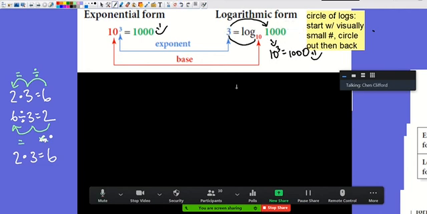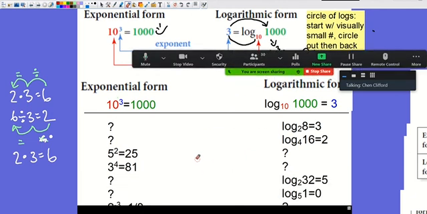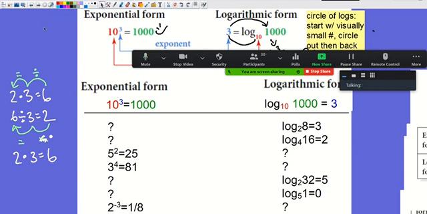I want you guys to go ahead and do these numbers right over here. Not all of them, but these green highlights.